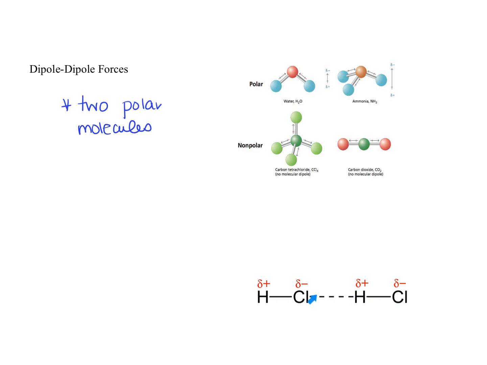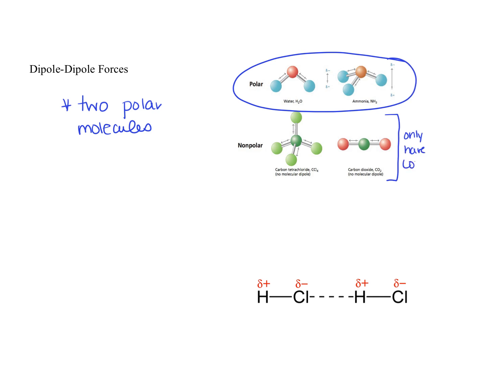You can see some examples of this here. For example, we have HCl. It's got a partial positive here, a partial negative here. We've got a dashed line that's showing this attraction between these two molecules. Dipole-dipole is only going to be here in the polar molecules. These nonpolar molecules right here will only have London dispersion forces. The polar molecules can have additional things. They will have London dispersion forces, but they can have dipole-dipole forces.